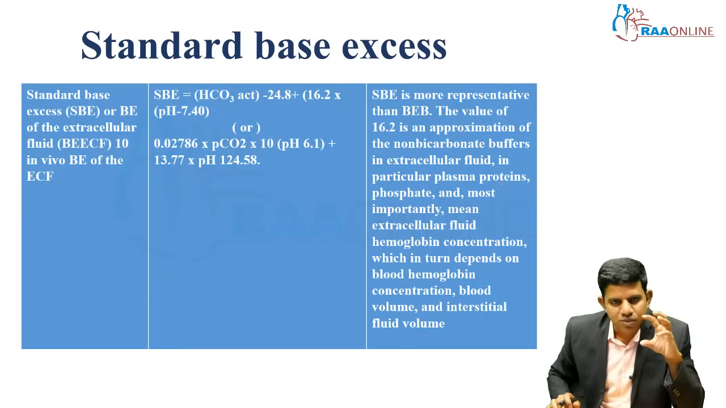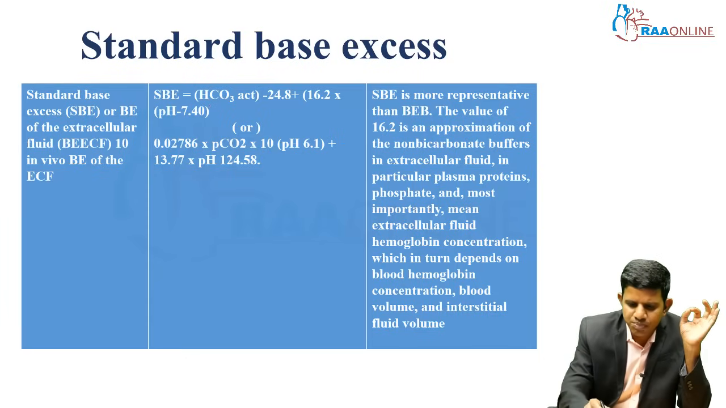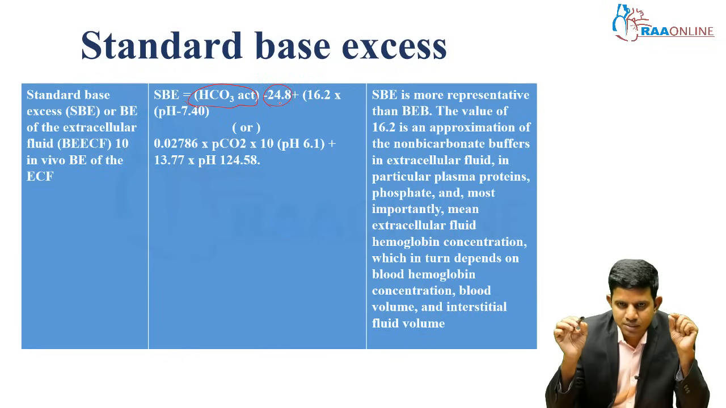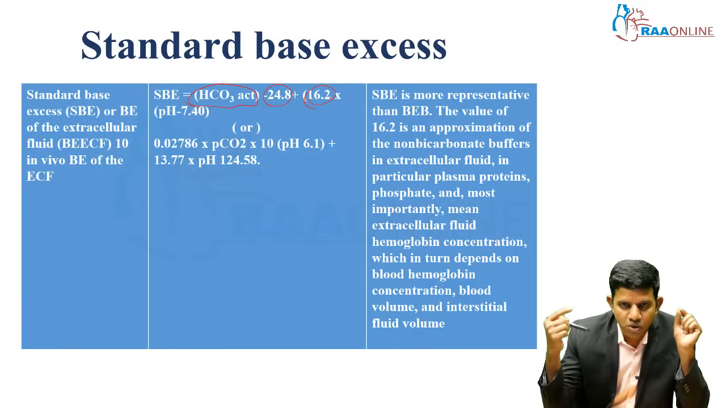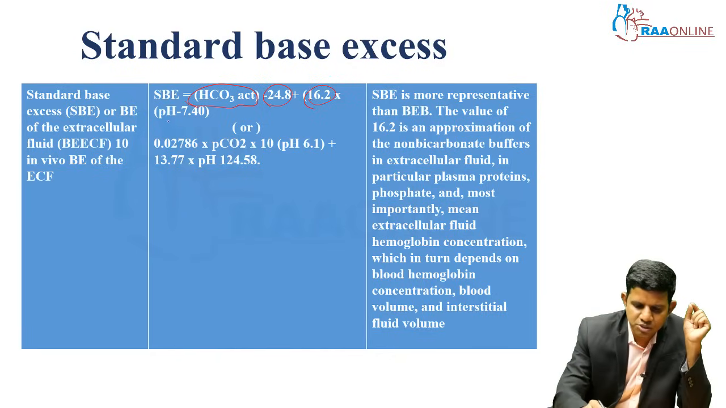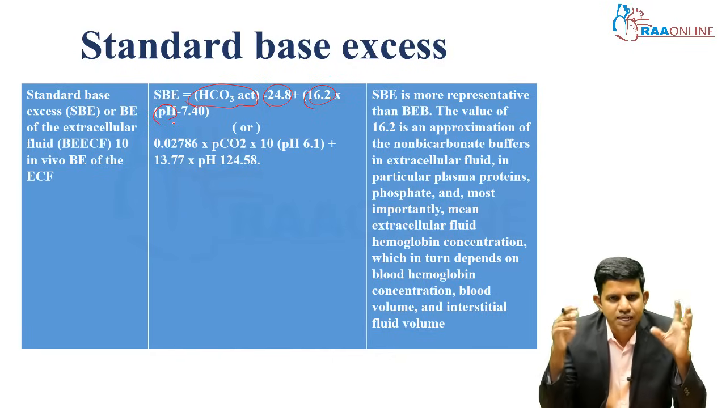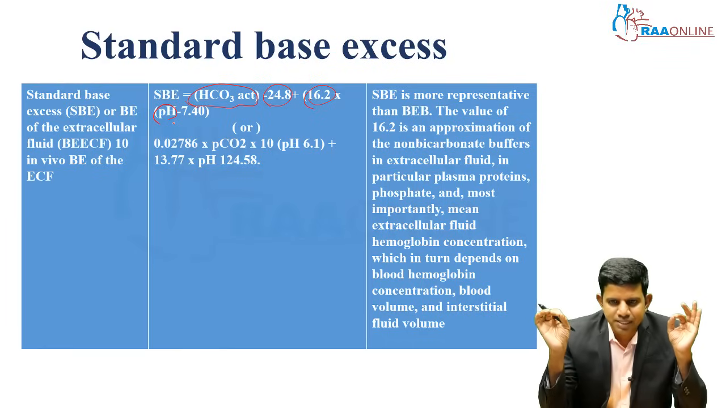To calculate the standard base excess, we need a few formulas. One of the simple ones uses the bicarbonate. This is the patient's actual bicarbonate. This is my patient's normal value of bicarbonate. The 16.2 is a non-bicarbonate buffer power. It is a constant one. This is the patient's pH. If you put all these things in, we can calculate the standard base excess.